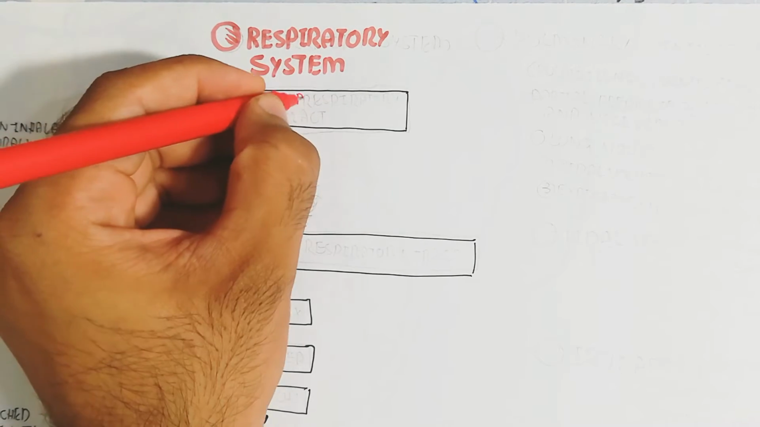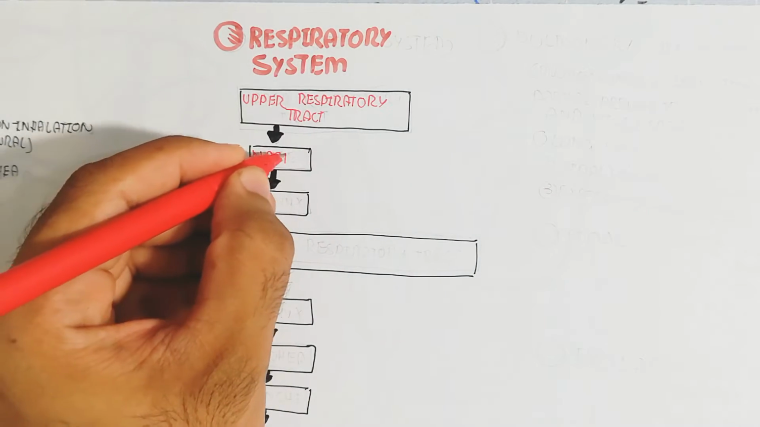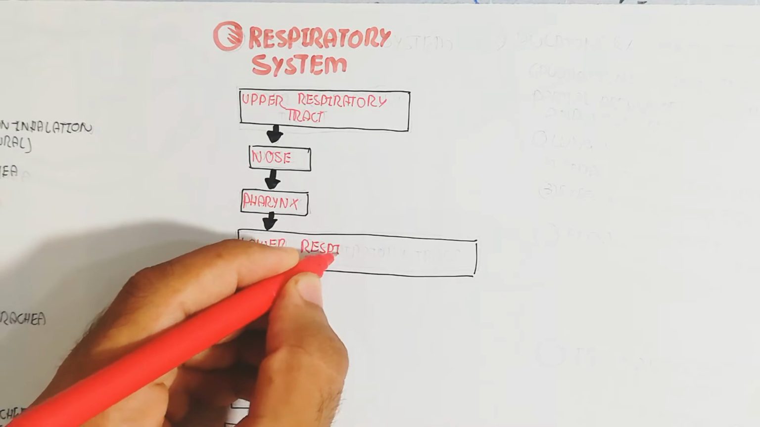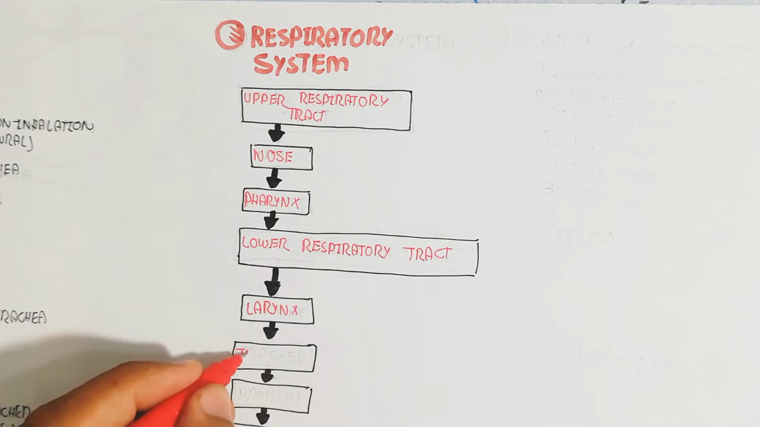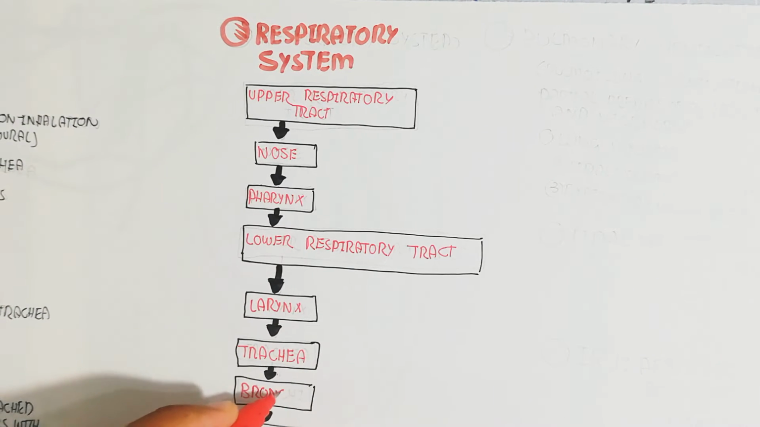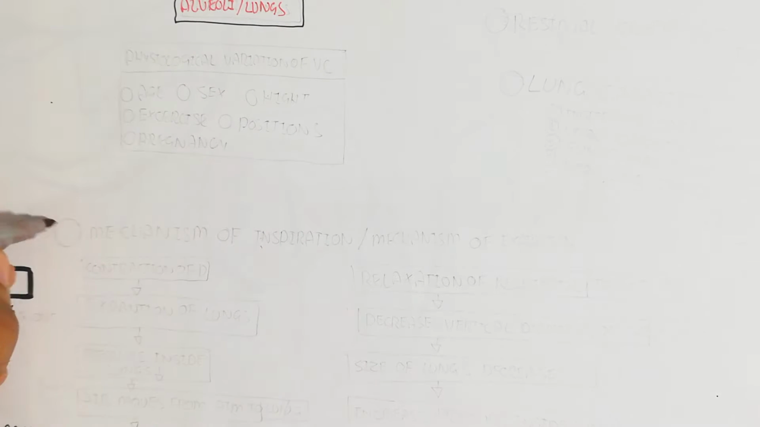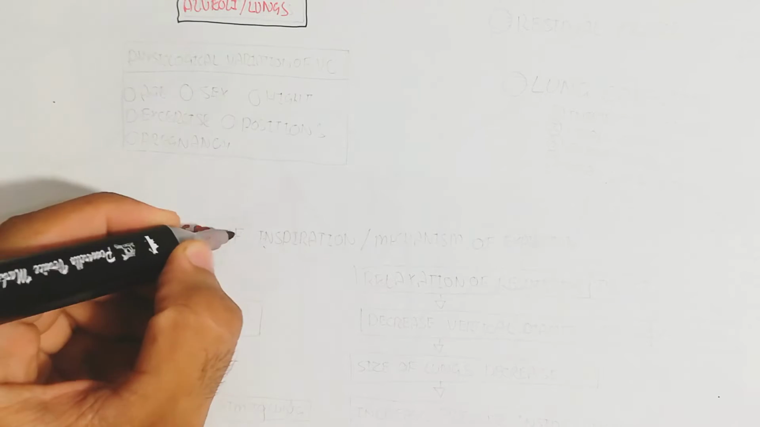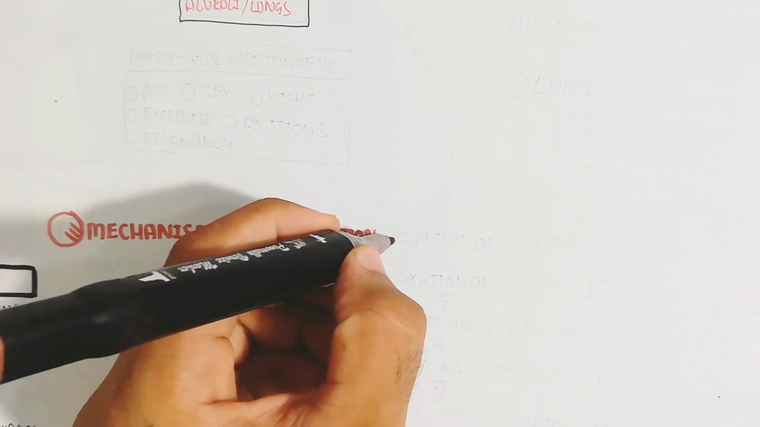Here we will discuss the respiratory system mechanism. The upper respiratory tract includes the nose and pharynx, followed by the lower respiratory tract. The lower respiratory tract includes the larynx, trachea, and bronchi to the alveoli, for example the whole lung. So let's begin to understand the mechanism of inspiration and expiration.